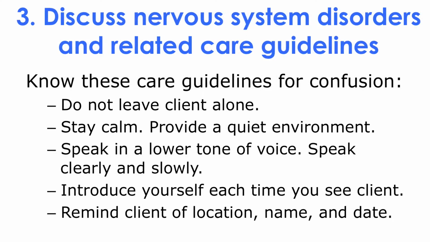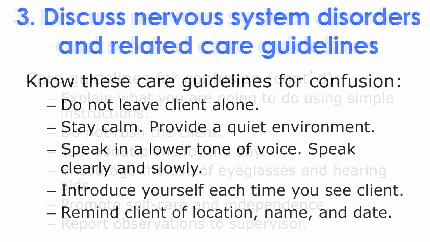So when there is confusion for a client, for a patient or whomever we're caring for, you don't want to leave the client alone. You want to be the person that stays calm. Provide a quiet environment. When you start noticing that there's confusion, you want to speak clearly, speak slowly, speak with a lower tone. And if there's an episode of confusion, you want to introduce yourself each time you see the client. You also want to try to reorient the client to the location, the name, and the date. So typically as a nurse, when we are assessing a patient, we ask about their orientation. We ask them if they can tell us their name. We'll ask them if they can tell us where they are, and we're also going to ask them if they know the date.